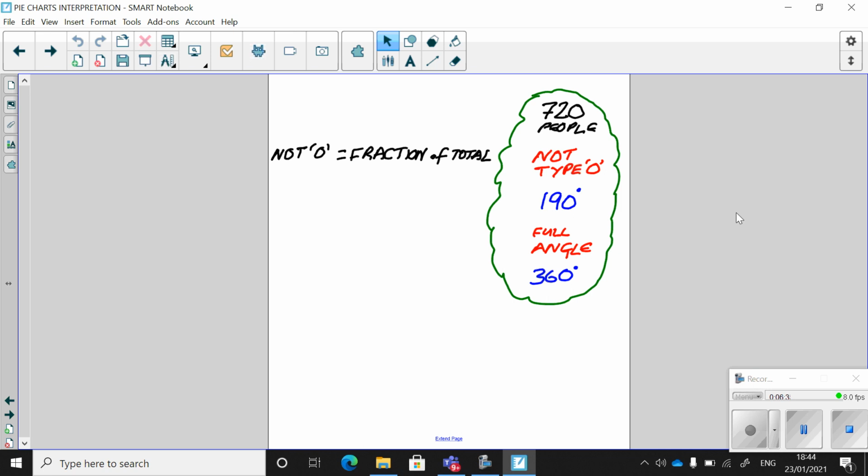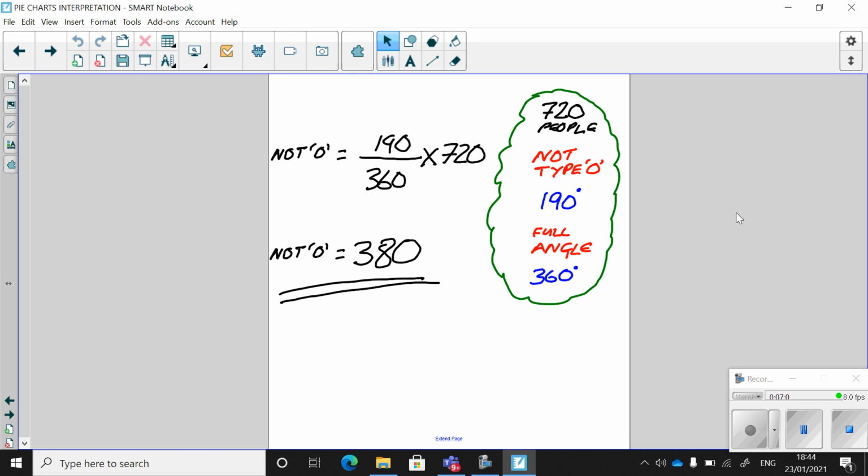So fraction, it's going to be a fraction that looks like my angle, 190 over 360. Of the total means times the total, times the 720. 190 divided by 360. Here we go. What's the calculator going to spit out here? Something like 380. Yeah, there you go. And it's 380 people. I've not written people there, but I should have. We're just doing the little calculations there. Hopefully you're fine with that. Right, okay.